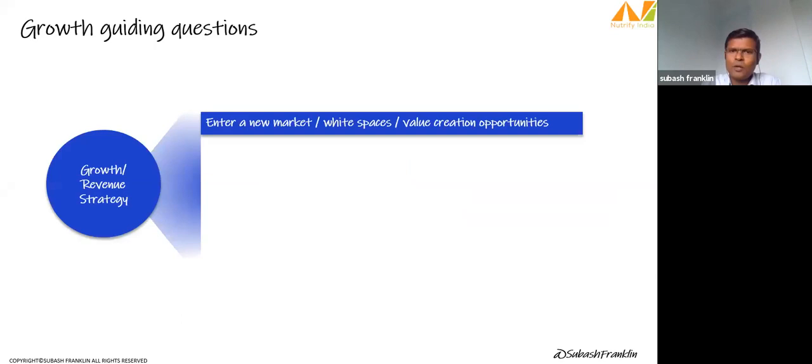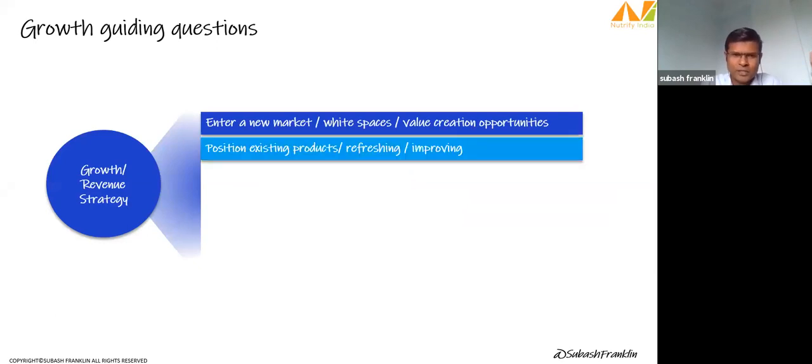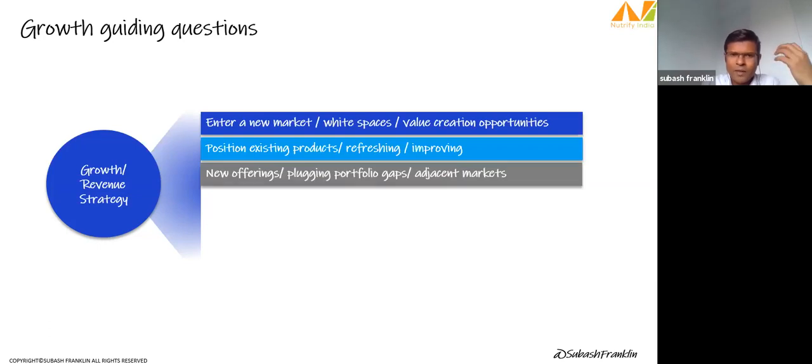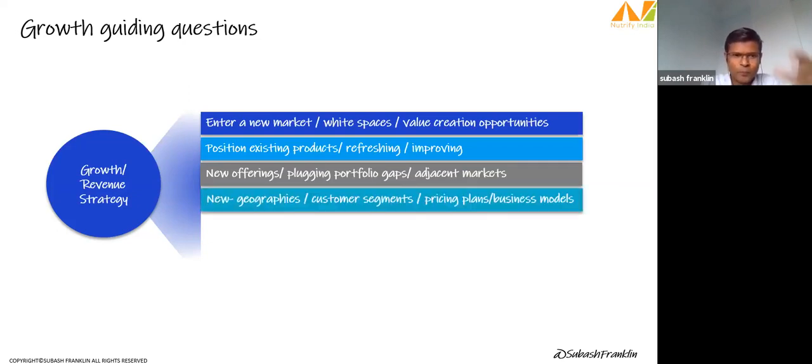Do you need to enter a new market? If you want to enter a new market, what are the white spaces? What are the value creation opportunities? If you have an existing line of products, how do you position them? How do you reposition them? How do you improve? With the current change in the market context, what new offerings do you bring to the market? How do you look at your portfolio? Are there any edges and market opportunities that you can tap into?